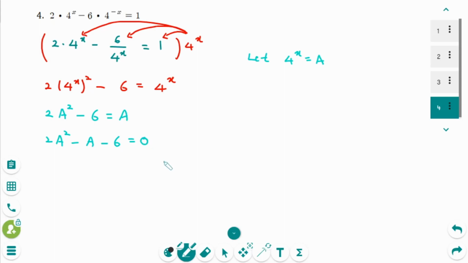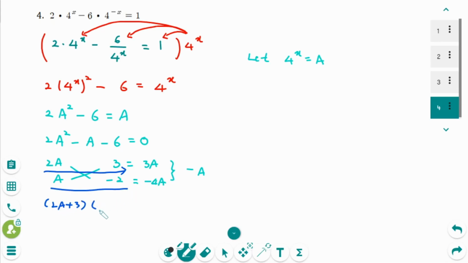We can factor. I will use the cross method. 2a times a, 3 times minus 2. 3 times a equals 3a, 2a times minus 2 equals minus 4a, combined together make minus a. Then 2a plus 3, a minus 2 equals 0, so a equals minus 3 over 2 and 2.